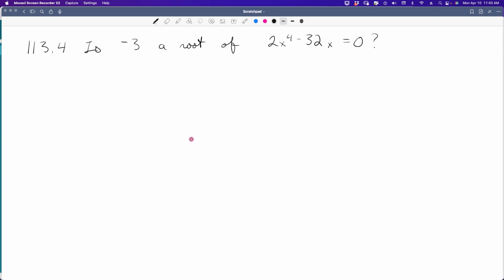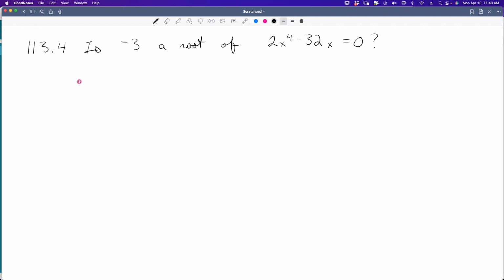113.4 says, is -3 a root of 2x to the 4th minus 32x equals 0? Let's look and see. We have to do some things differently. We can't just answer it right off the bat. We have to do synthetic division.